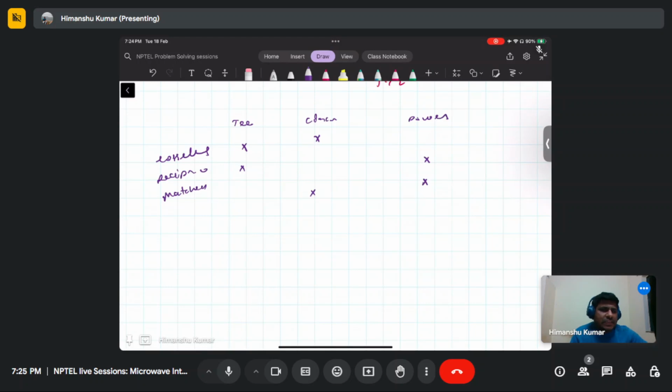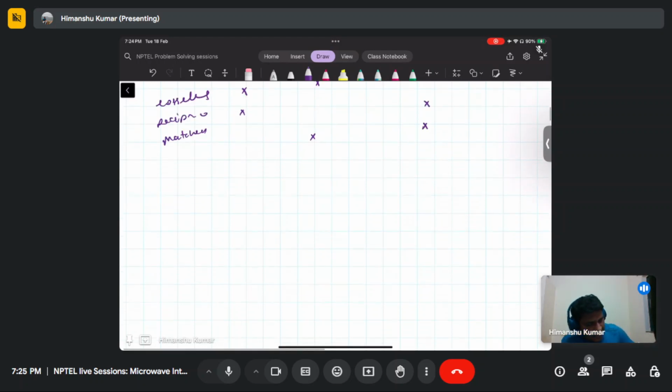In the T, there are two kinds of T's. One is the E plane T and the other is the H plane T. Basically, the direction of the electric and magnetic field decides which kind of plane T it is. And also there are circulators.